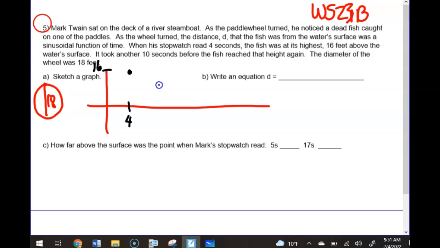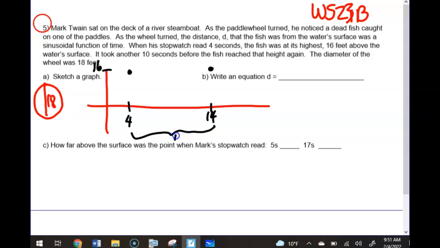Okay. It took another 10 seconds before the fish reached that height again. Okay, so something happened and it wound up back up here. 10 seconds. Now, is this labeled 10 out here? No, it took 10 seconds. Does everybody understand that? So this would be at 14 seconds.